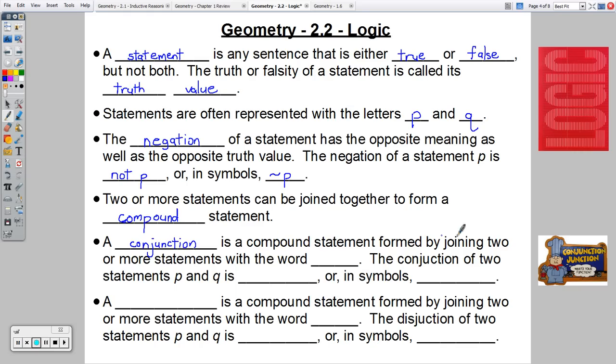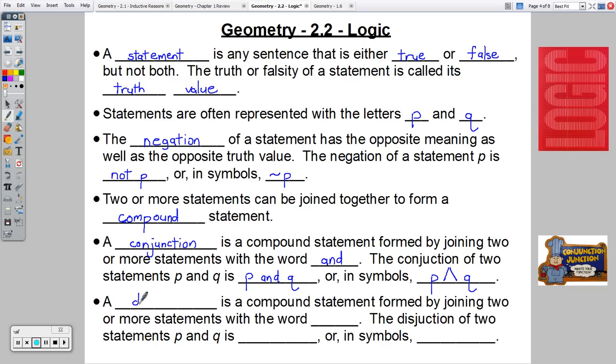It is a compound statement formed by joining two or more statements with the word and. So we put two things together with conjunctions with the word and. The conjunction of two statements P and Q is P and Q. Or in symbols, you can say P, and then in logic we use this. It looks like a capital A without the line through it. And that's how I remember that this goes with and, because it kind of looks like a capital A, and and starts with A. So we have P and then that symbol Q. So this is read P and Q.